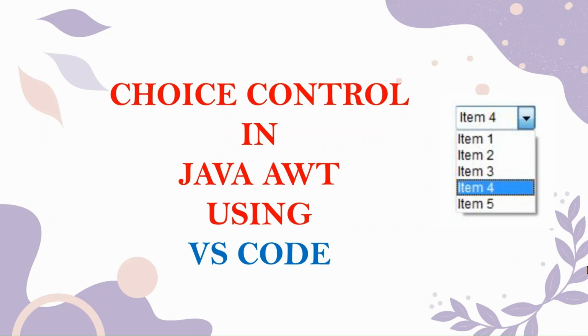Today I will explain choice control in Java AWT using Visual Studio Code. You can see here we have a choice control, which is nothing but a drop down list. When you click this drop down list, you get all the options. Whichever one you select will be shown on screen. By default, the first item you entered will be shown on screen.